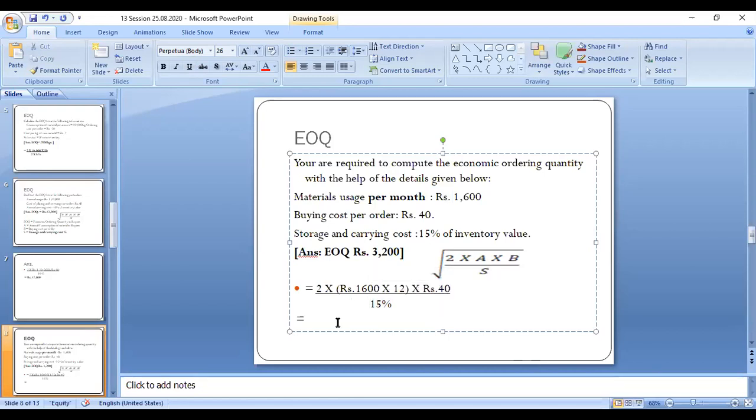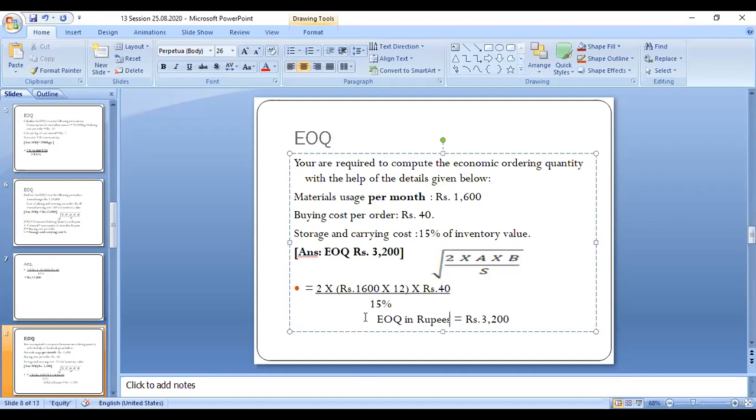If you apply this formula with the calculator, multiplying 2 into 1600 into 12 into 40 divided by 0.15, you will get the answer. The answer will be 3,200. You have to write this very carefully: the answer is EOQ in rupees. Okay, this is our answer.